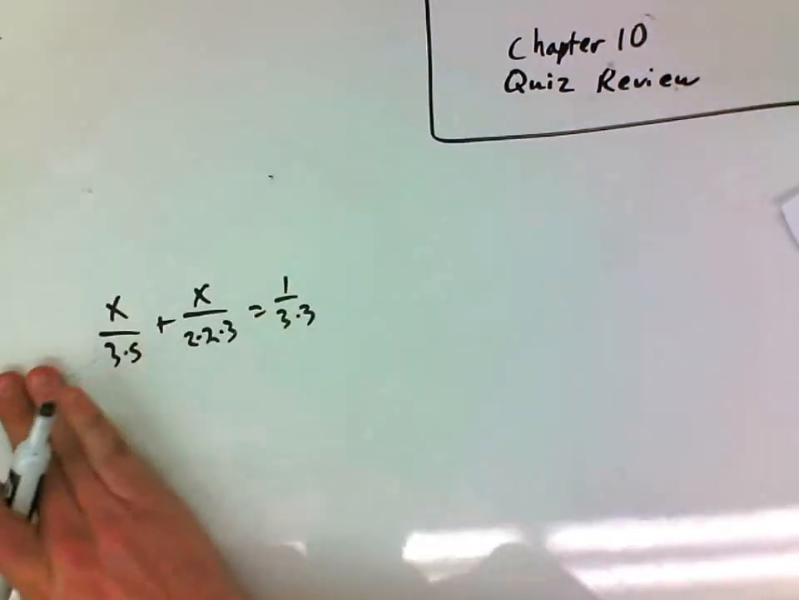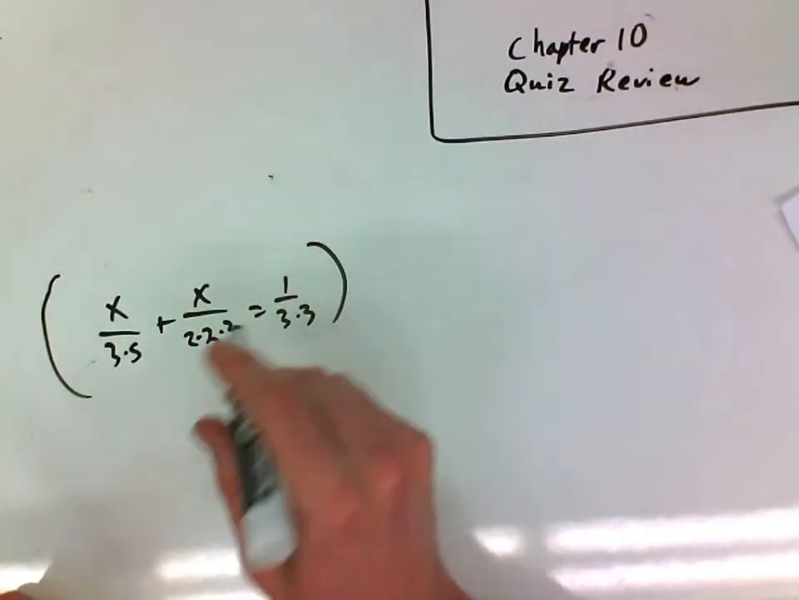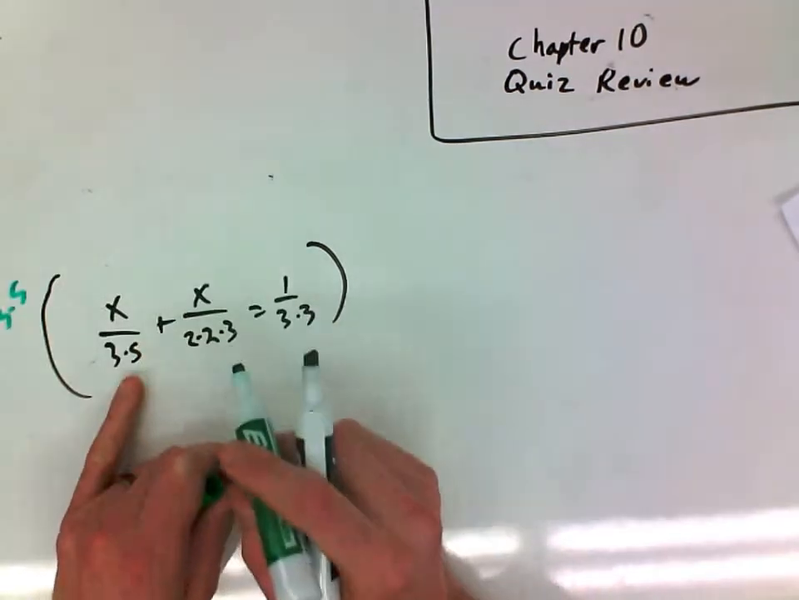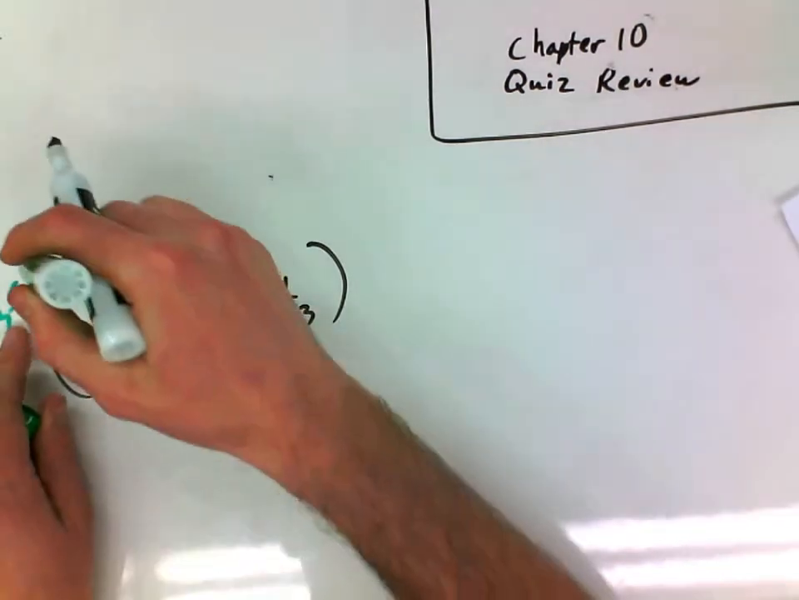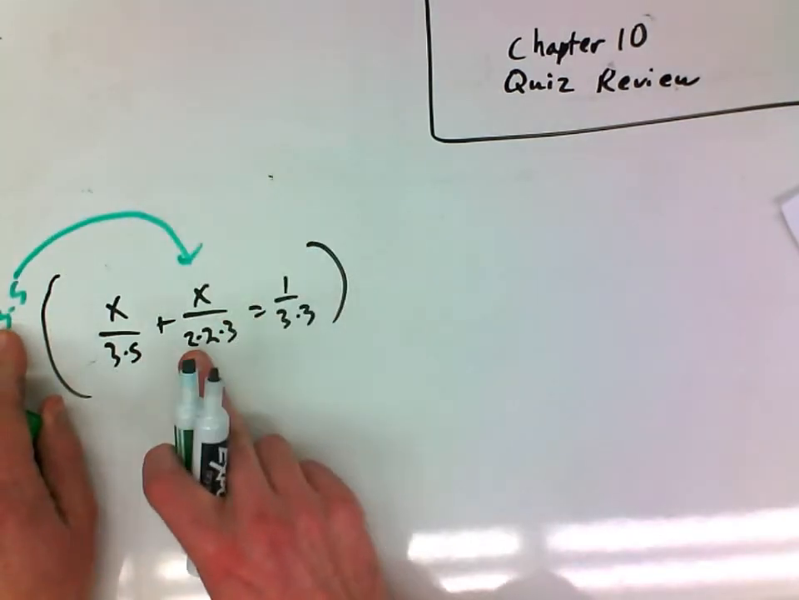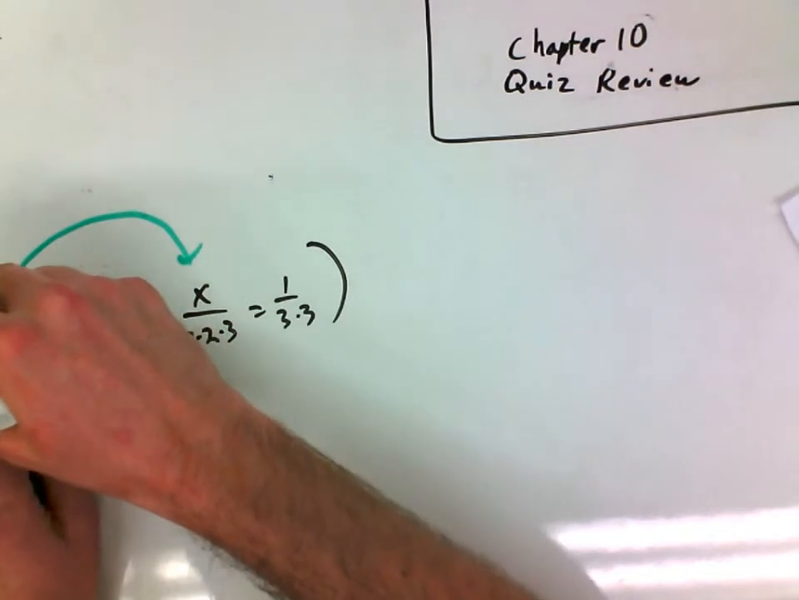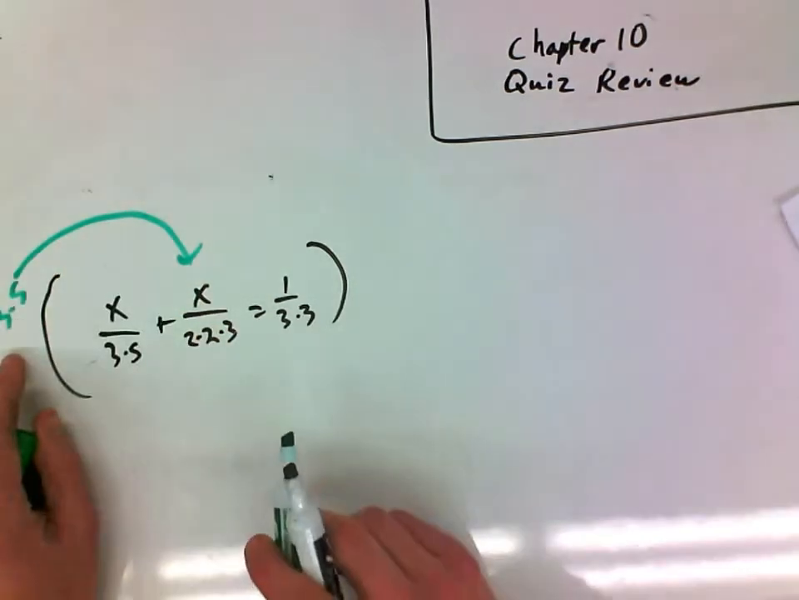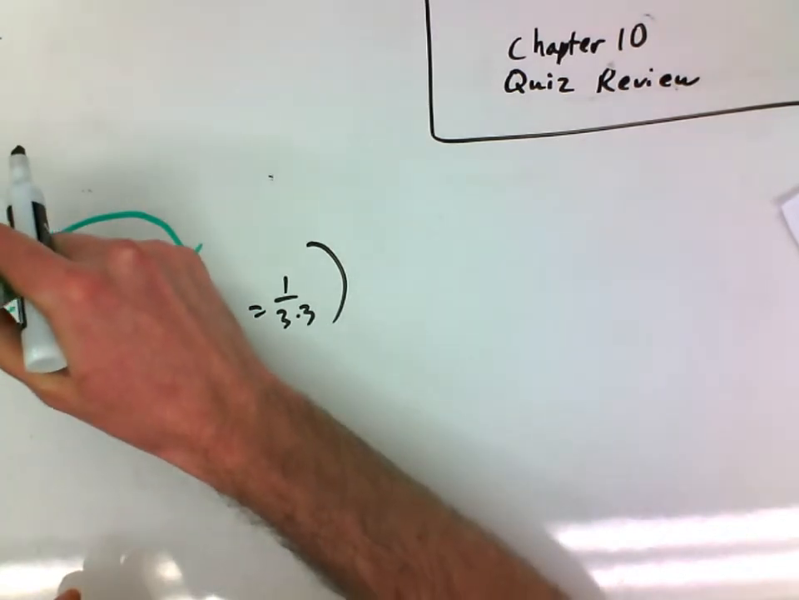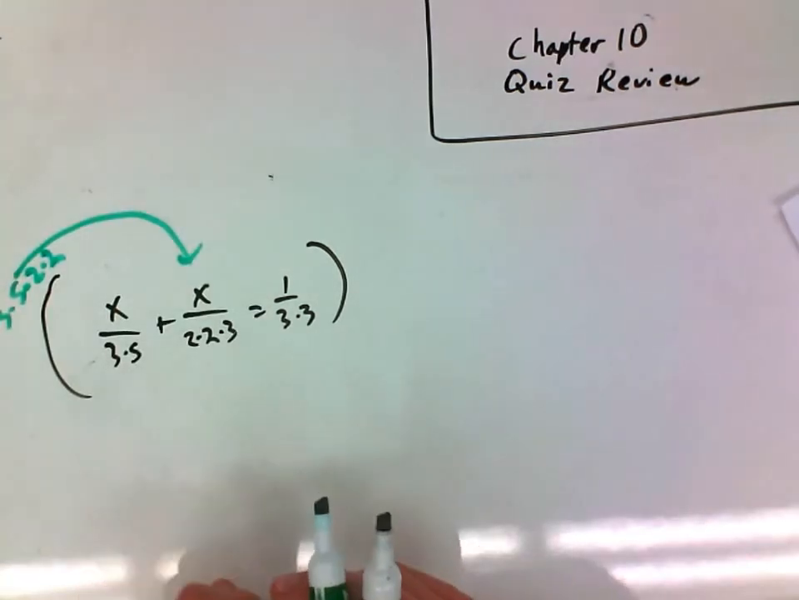I need to come up with a number that's going to break apart all of these. To break apart the first one, I know it's at least going to need a 3 and 5, so the 3 and 5 will cancel. When I go to the second one, the 3 will cancel, but I'm still going to have two 2's on the bottom, so I'm also going to need to bring two 2's.